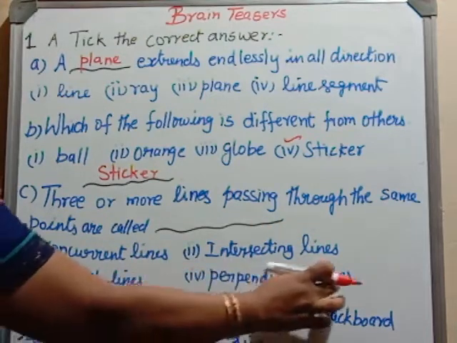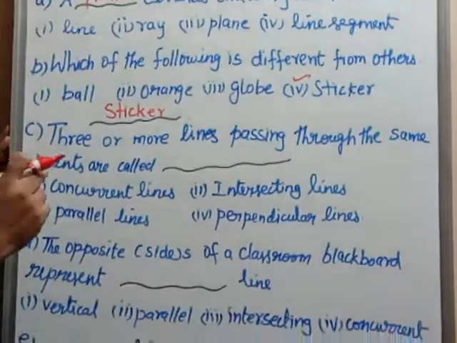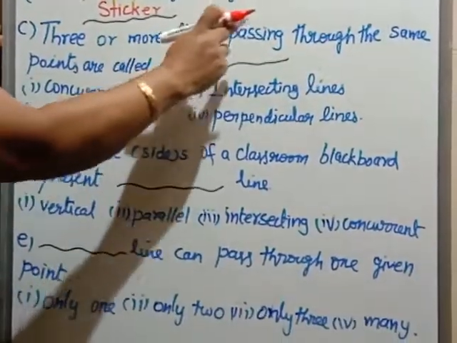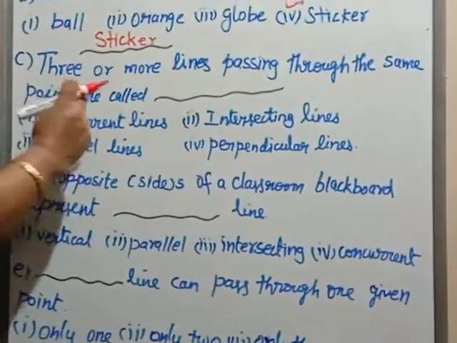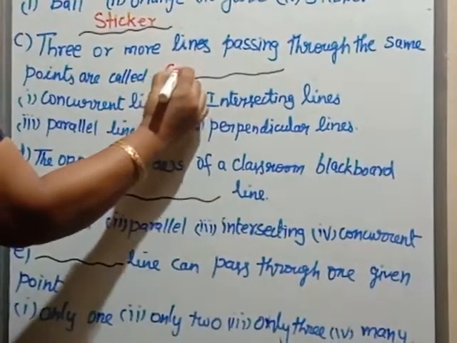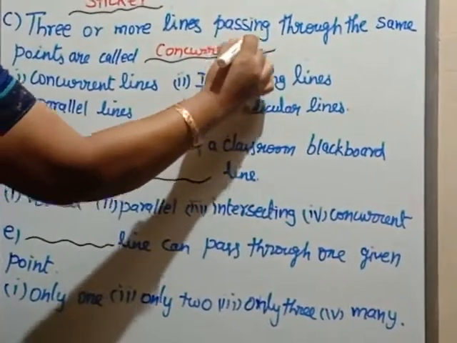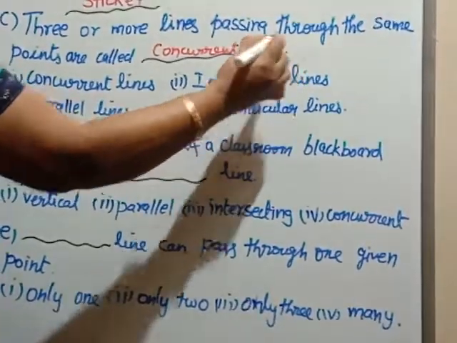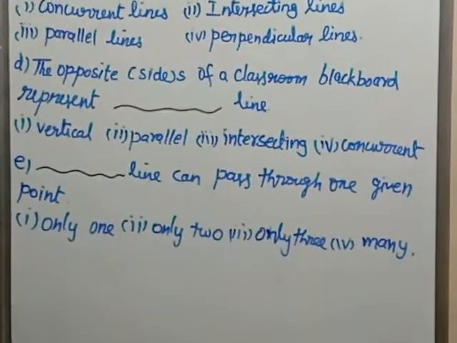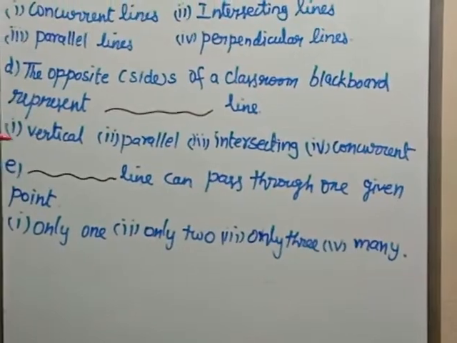Now third one. 3 or more lines passing through the same point are called: concurrent lines, intersecting lines, parallel lines, perpendicular lines. What did we study? 3 or more lines passing through the same point are called concurrent lines. Now, we are going to move to the fourth question.